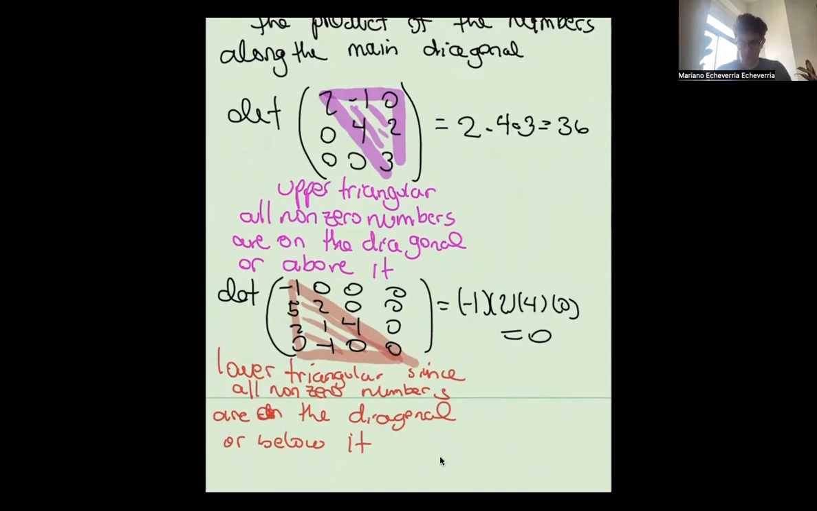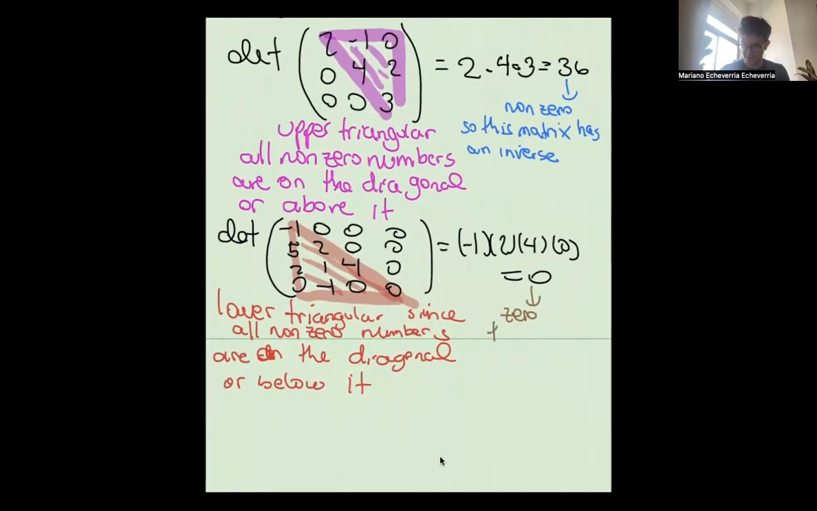For example, in this case, because this number is non-zero, this determinant is non-zero, which means this matrix has an inverse. That's how you should think about the determinant. And since this number is 0, remember, if the determinant of a matrix is 0, then the matrix cannot have an inverse. So this can't have an inverse.